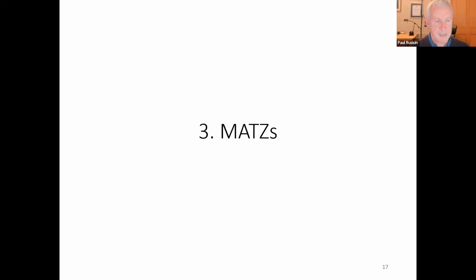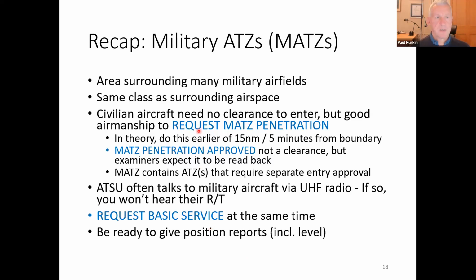So let's talk a bit about MATZs. A MATZ is a military air traffic zone. Confusingly, it has an air traffic zone within it usually. So this is an area surrounding many military airfields. It's the same class as the surrounding airspace. In theory, civilian aircraft need no clearance to enter, but it's good airmanship to request MATZ penetration. So theoretically, this is airspace applicable to military aircraft, but we treat it a bit more seriously than not using it at all.